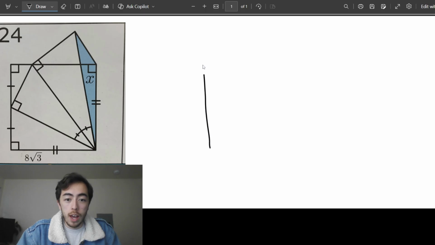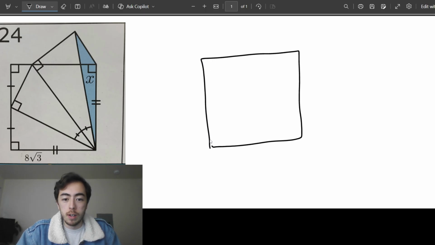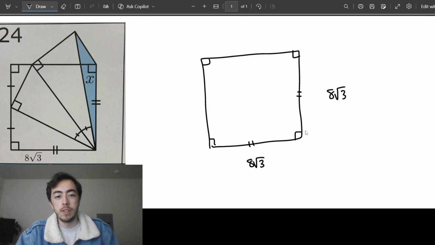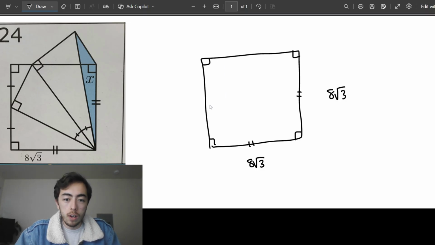So we have a square, and I know it's a square because we have these double tick marks saying that these two sides are the same length. And then we have enough right angles in the diagram to say that all four of these are right angles. Also, we have this point right here that bisects this left side. It just cuts it in half.